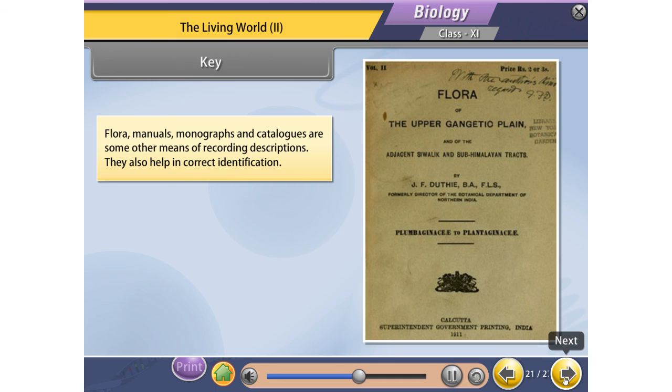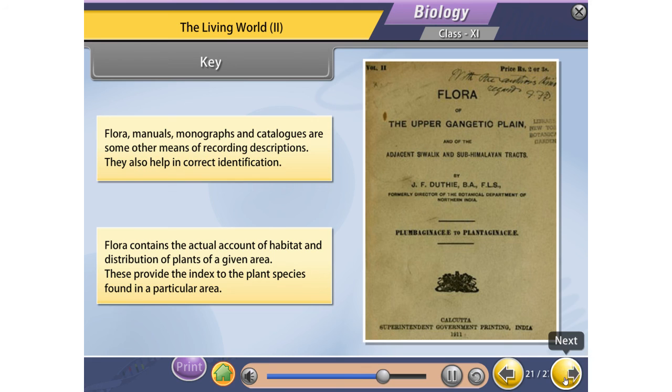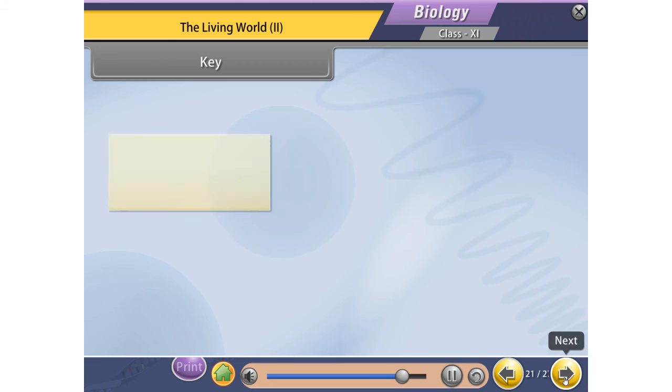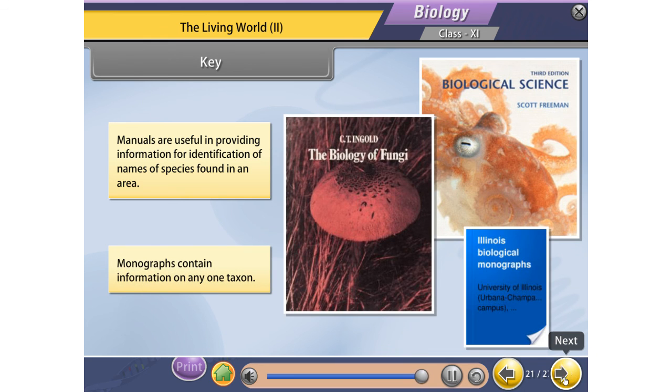Flora, manuals, monographs, and catalogs are some other means of recording descriptions. They also help in correct identification. Flora contains the actual account of habitat and distribution of plants of a given area. These provide the index to the plant species found in a particular area. Manuals are useful in providing information for identification of names of species found in an area. Monographs contain information on any one taxon.